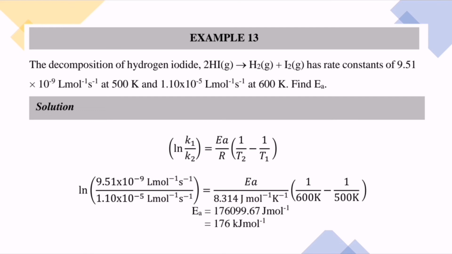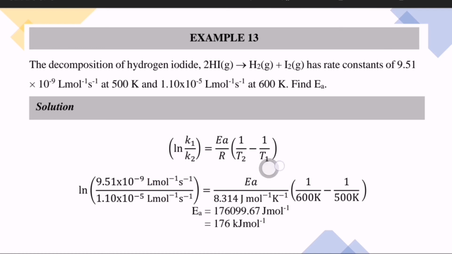Now let's look at example 13. The decomposition of hydrogen iodide has rate constant 9.51 times 10 to the power negative 9. This is the temperature given. And this is the other rate constant for 600 Kelvin. So you have to find EA. So untuk elakkan kesilapan, awak assign lah which one is K2 and T2.